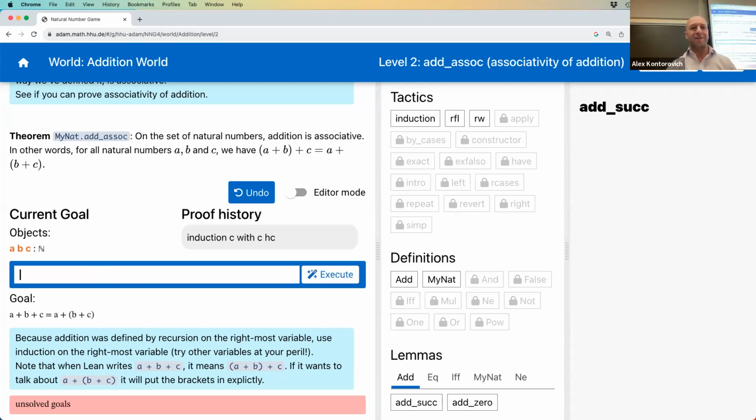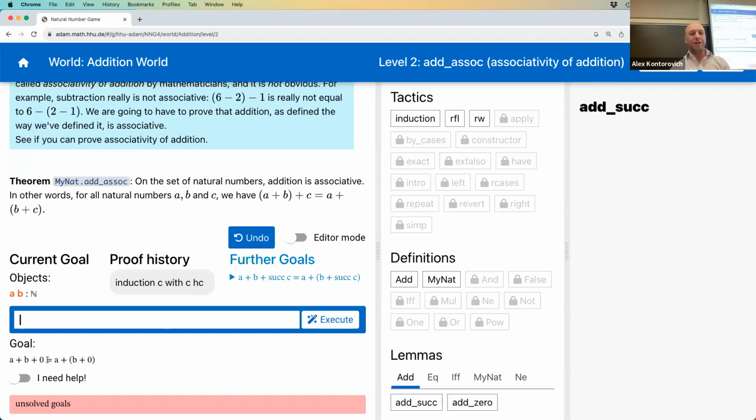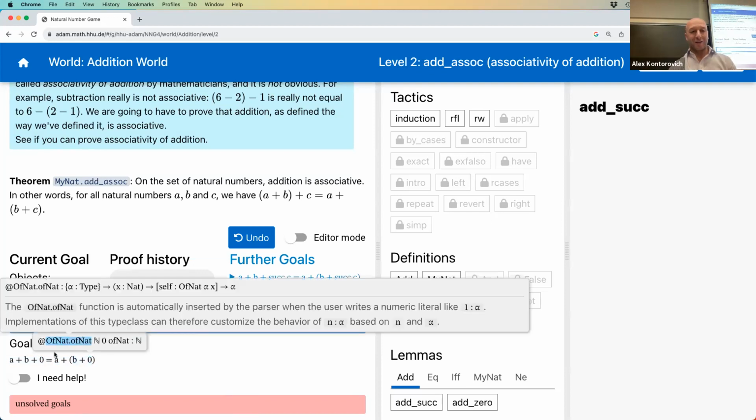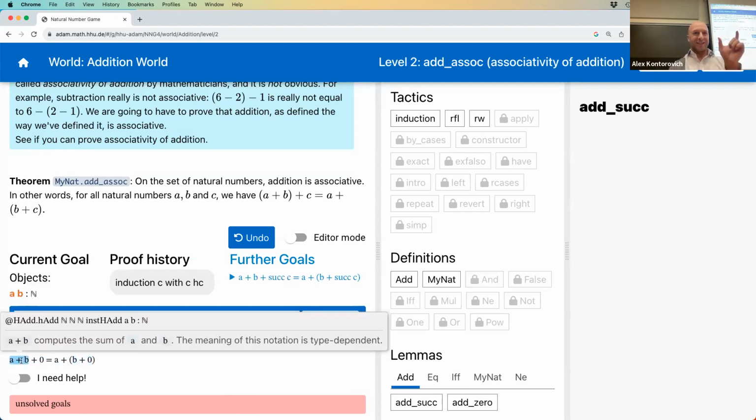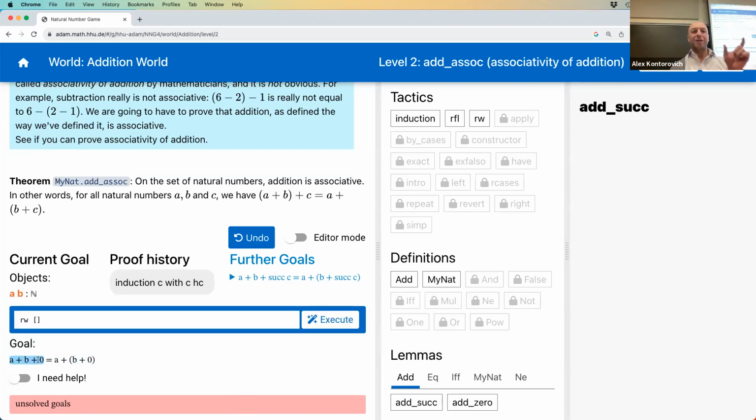Let's just do c hc. Okay, so now again, we have two things. a plus b plus 0 is equal to a plus b plus 0. What do we want to do with that? Yeah, b plus 0, we can turn into something. You see, it's even without parentheses. In what order is it doing it? By hovering, you can see in what order it is. So it's doing a plus b first and then plus 0. So it's going to find that plus 0.